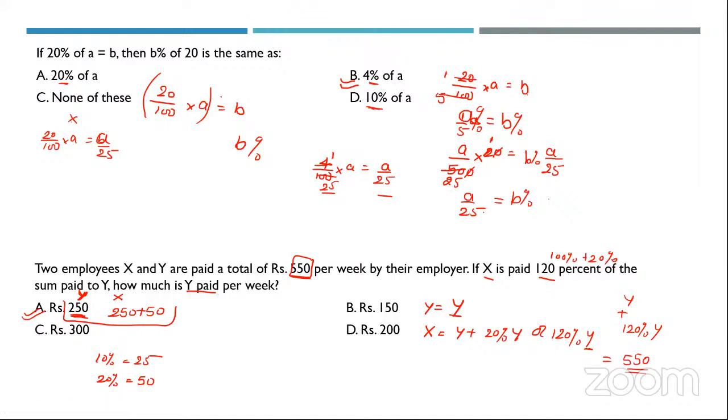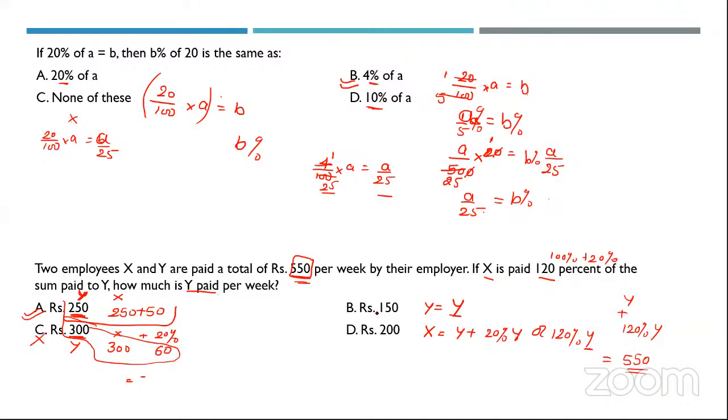All right. Let me tell you once again. If Y value is 300, X for sure will get 300, right? Plus 20% extra. So 20% of 300 is 60. So now the summation will become what? 660. But we need what? 550. That's why this will not be your answer.